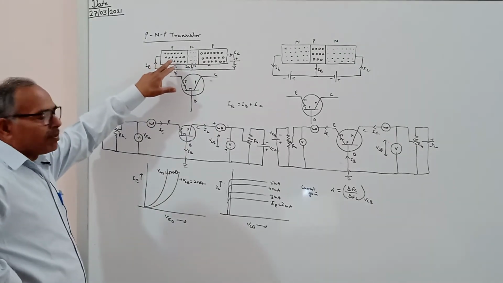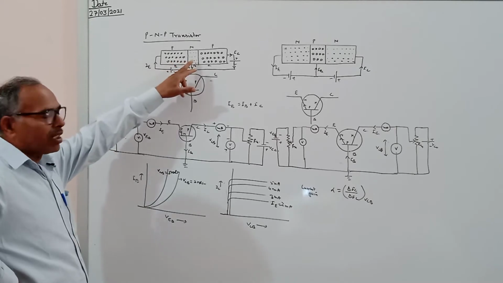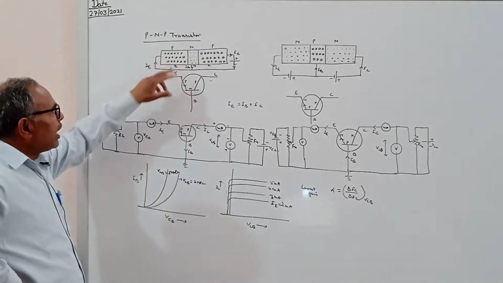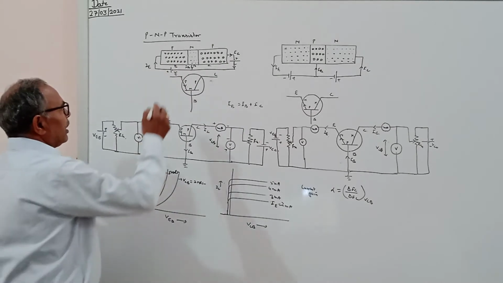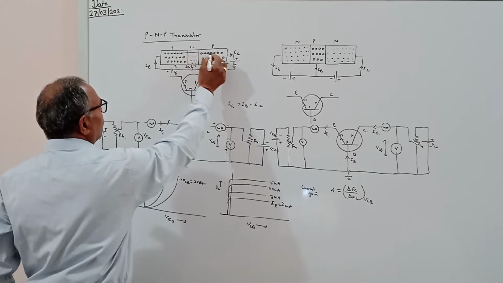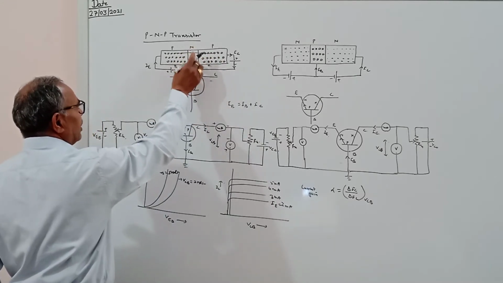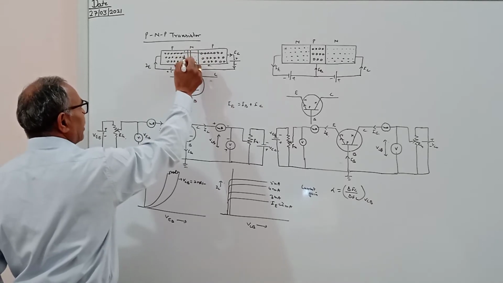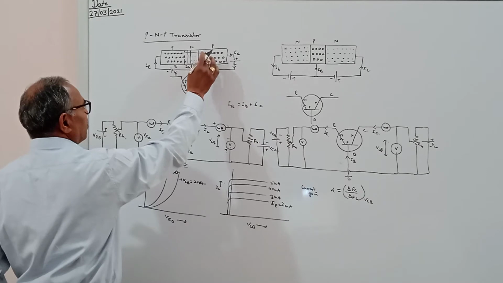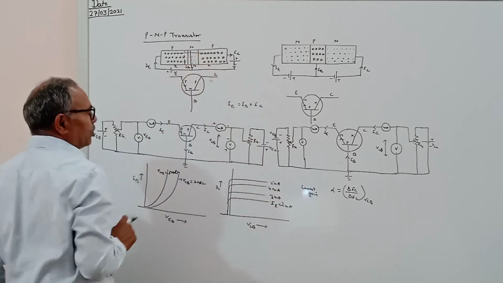In P-type, the majority carriers are holes, and in N-type, the majority carriers are electrons and the minority are holes. Here the holes will move toward the electrons and diffuse, and a depletion layer is developed. Here also the holes will diffuse with the electrons and a depletion layer will be produced.